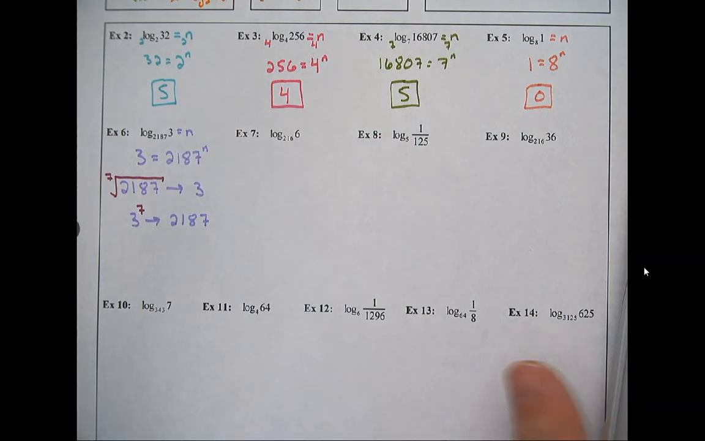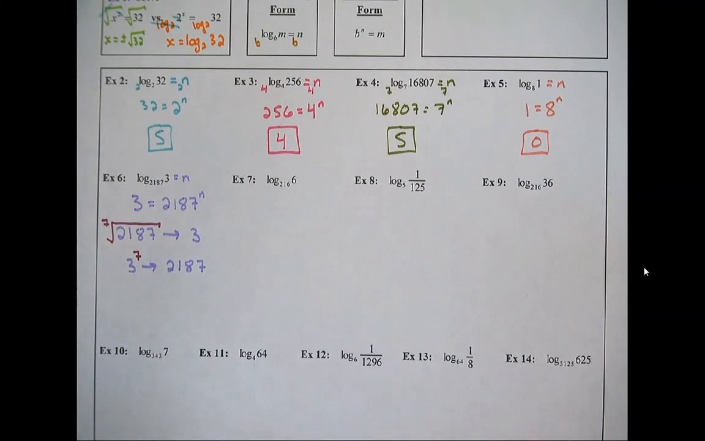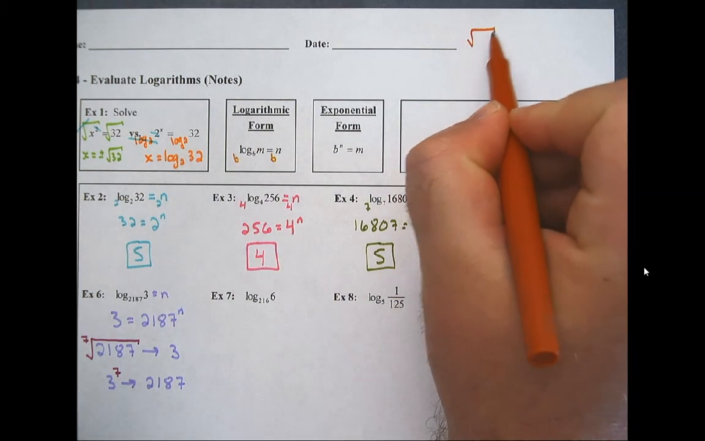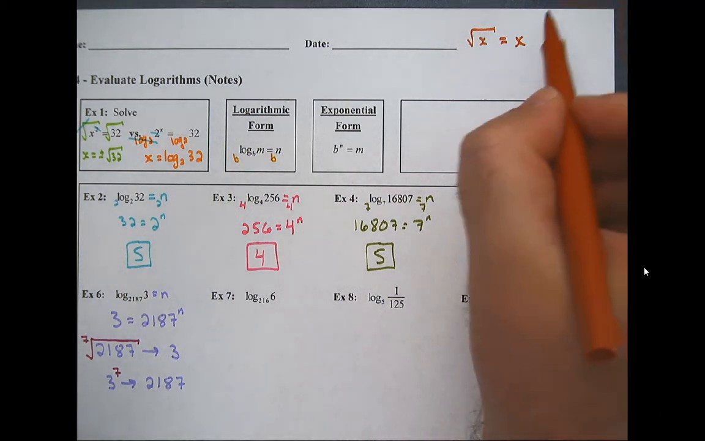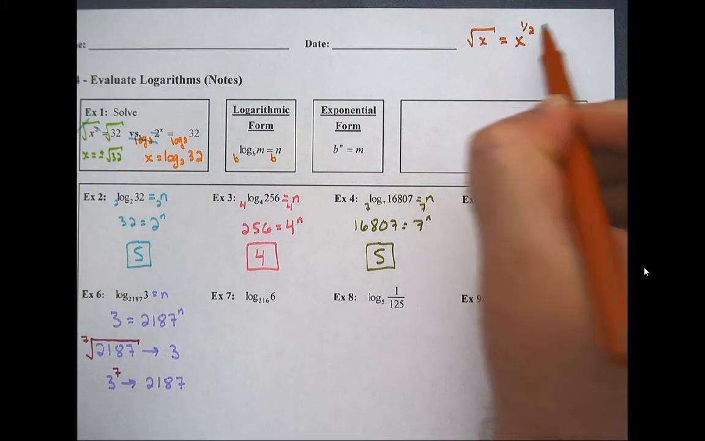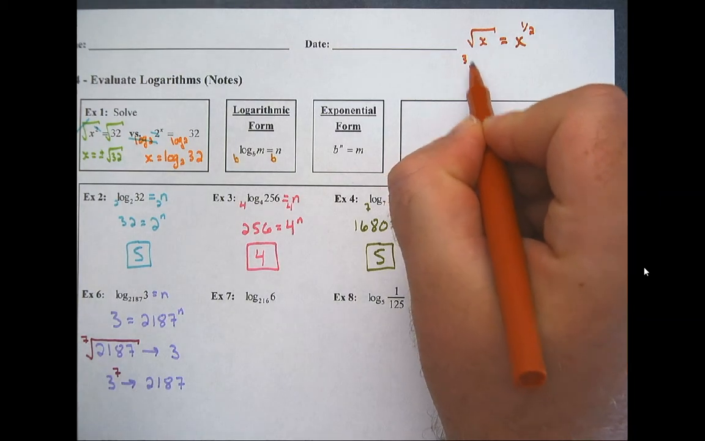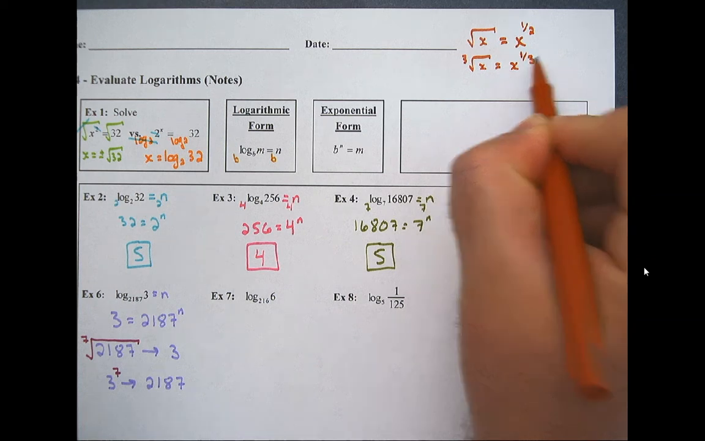But we talked about this earlier. There is a way to write a root as a fraction. So just a quick reminder. Let's do the easy one first. Square root of x is equal to x to the what? 1/2. Cube root of x is equal to x to the 1/3.